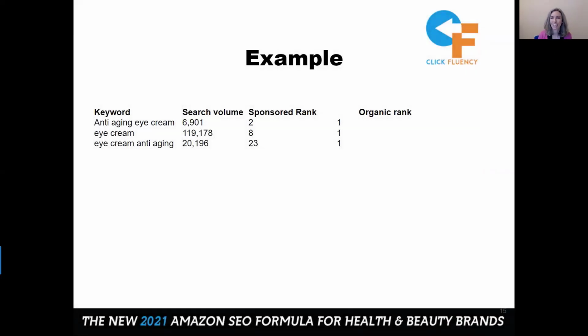So let me go ahead and give you an example. Going back to the eye cream example, I want to show you some of the search volume numbers. This is within a 30-day period on Amazon. As you can see, as I mentioned earlier, eye cream itself is getting a ton of searches. You can see 119,178 searches. So that listing that was shown earlier, their sponsored rank was 8, but their organic was first.